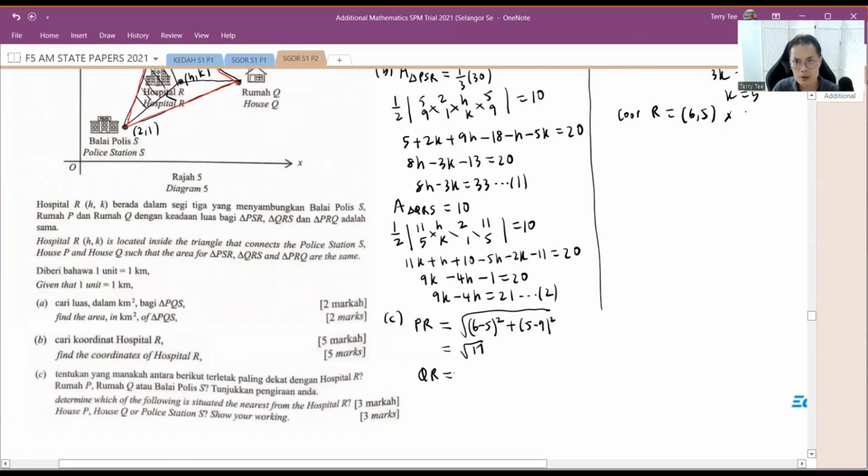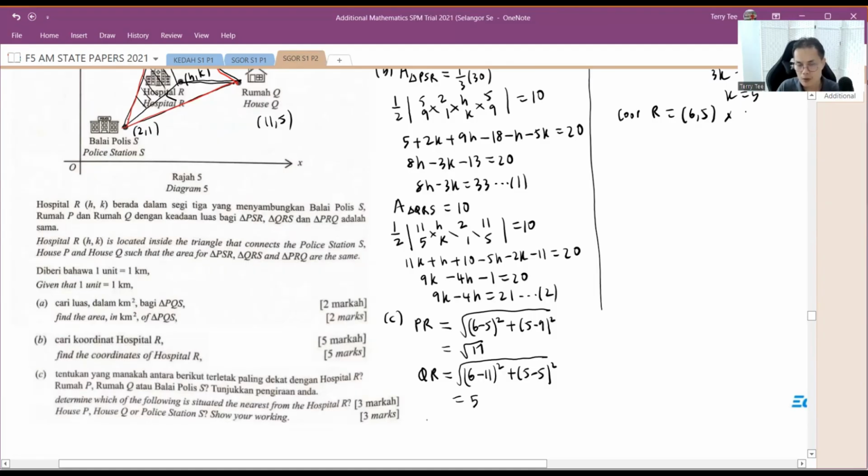Q, I know, is 11, 5. In case you can't see, your R is 6, 5. So 6 minus 11 squared and 5 minus 5 squared. Okay, actually, you don't have to do this because this line is horizontal, right? So if it's horizontal, we just take the difference. The difference should be 5, isn't it? 6 minus 11 is 5. This one is 0. If you take 5 squared, 25, square root is still 5.